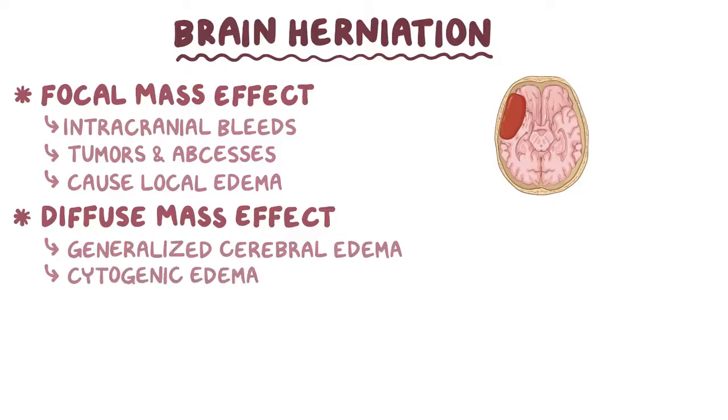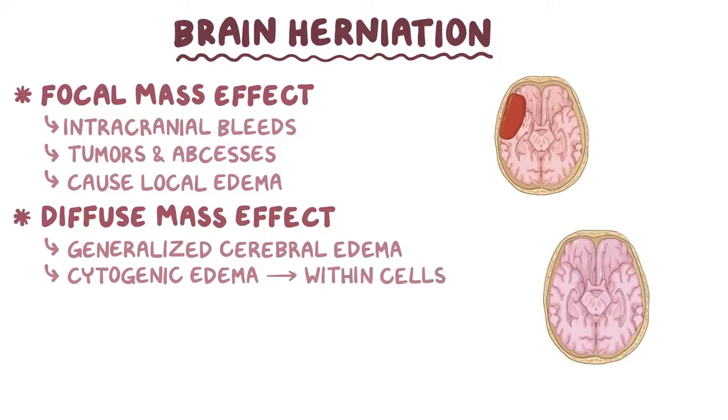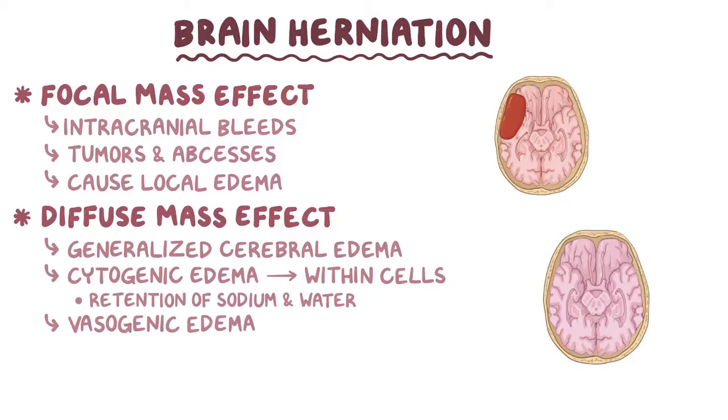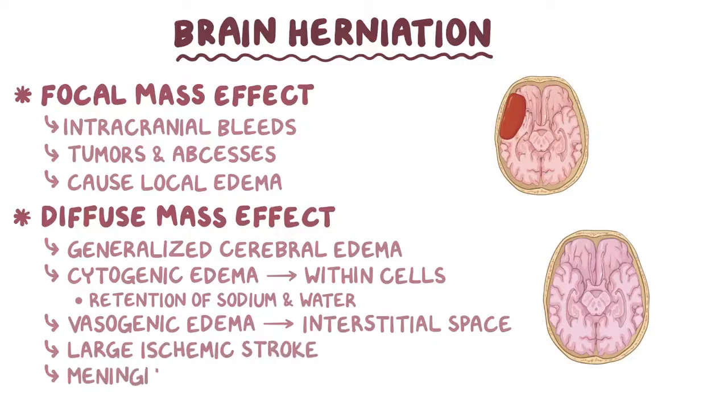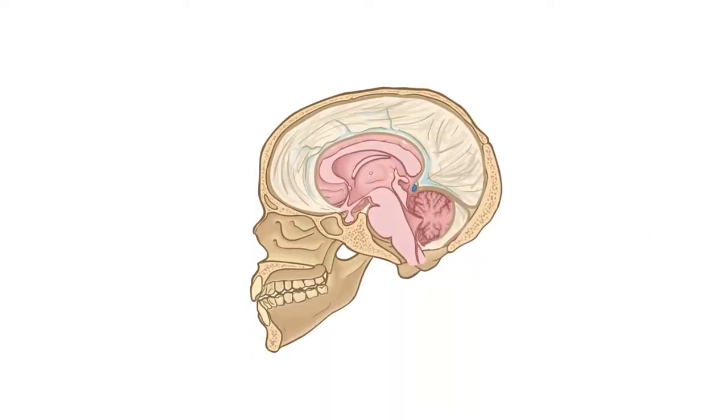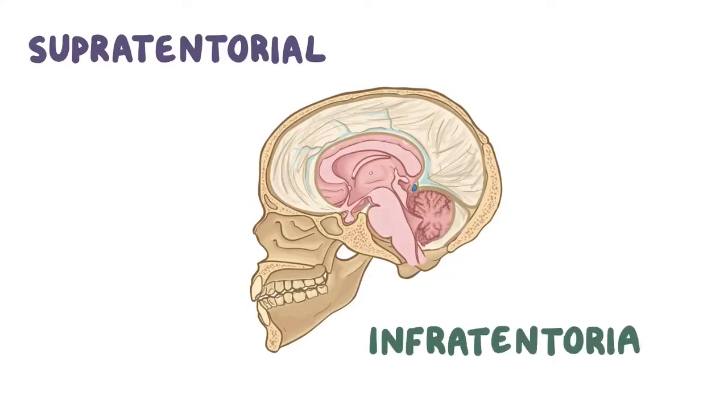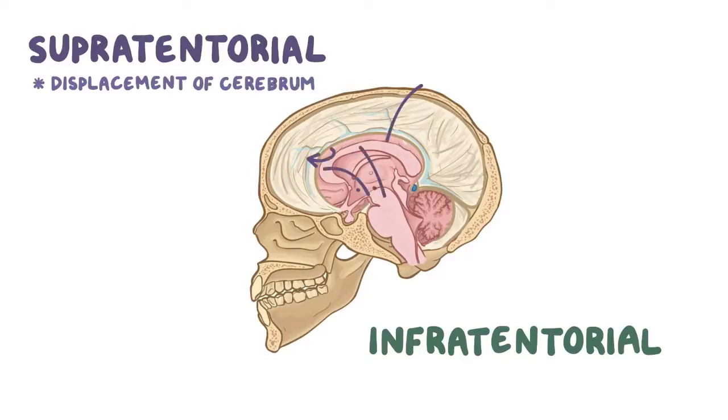There's cytotoxic edema, which is when there's fluid buildup within the cells of the brain due to a retention of sodium and water, and there's vasogenic edema, which is when fluid builds up right outside of the cells, in the interstitial space. Some causes of cerebral edema are large ischemic strokes or meningitis. Depending on the size and location of the mass effect, there's a possibility of brain herniations, and it can either be supratentorial or infratentorial herniation. Supratentorial herniation refers to displacement of the cerebrum, which is above the tentorium, and infratentorial herniation refers to herniation of the cerebellum, which is below the tentorium.